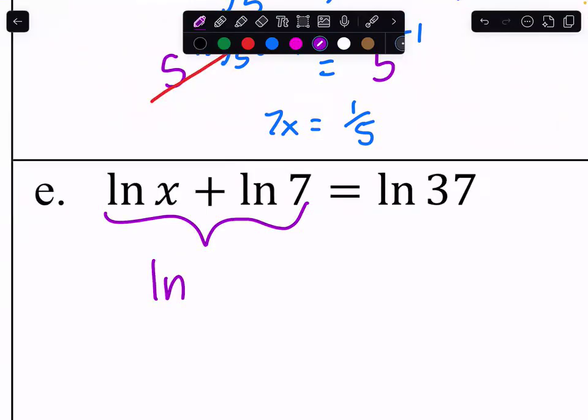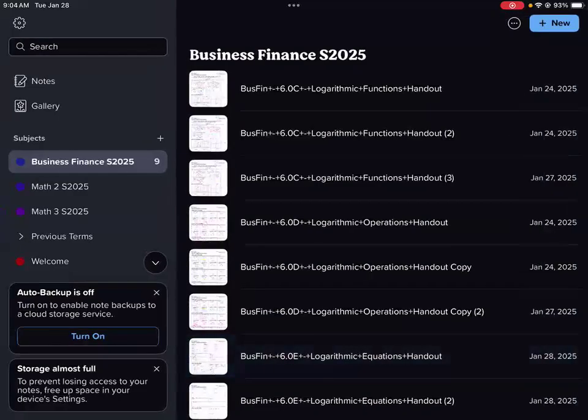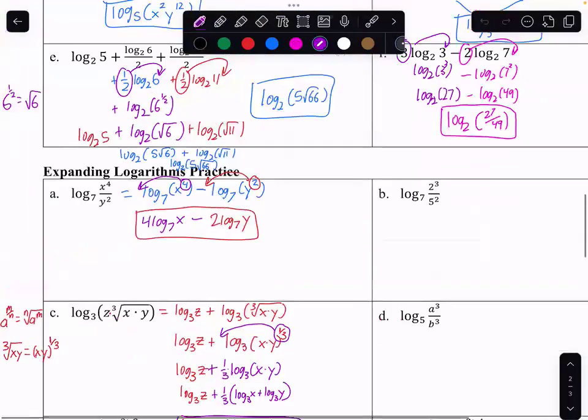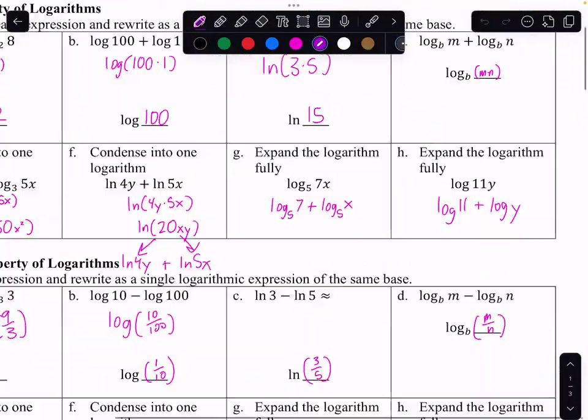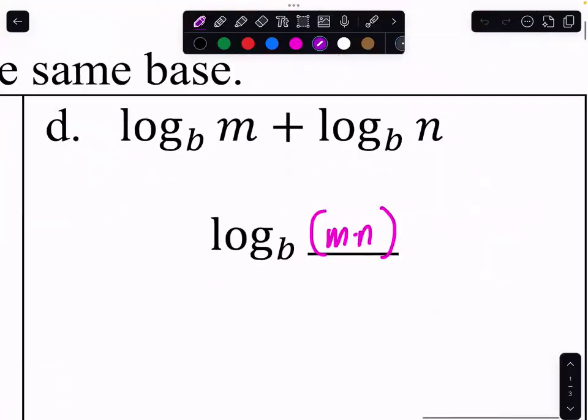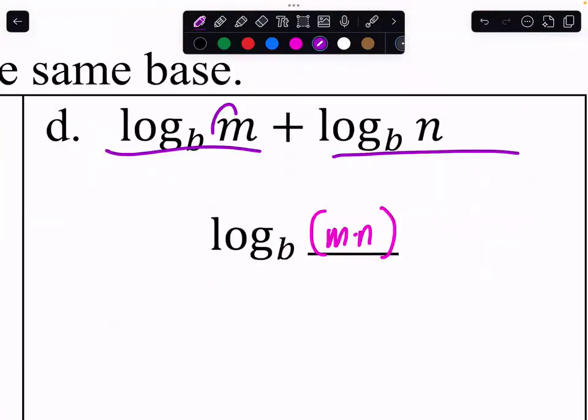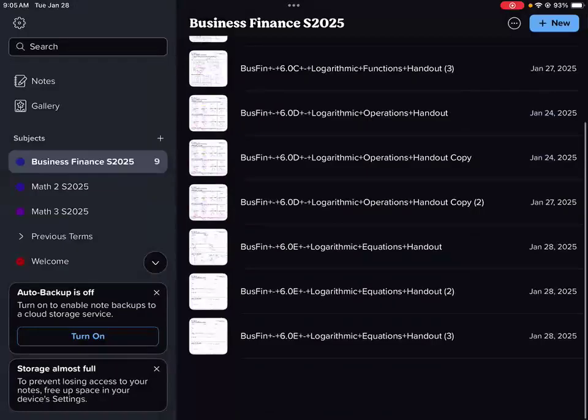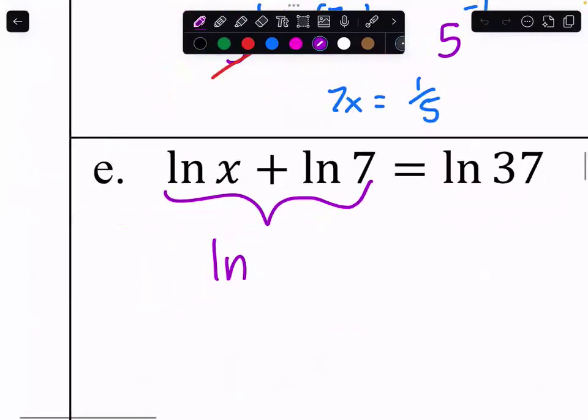Okay, so this is what we went over last class. Just a quick reminder: when two logarithms get added together, you multiply the arguments. You take the first argument times the second argument, and that's the new argument. So that's what we'll do over here. The new argument will be x times 7, or 7x.